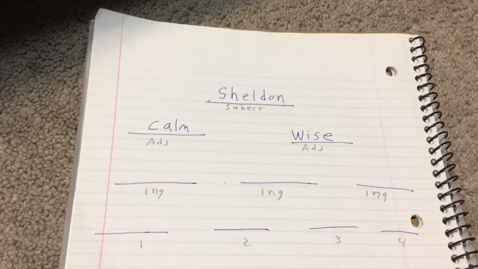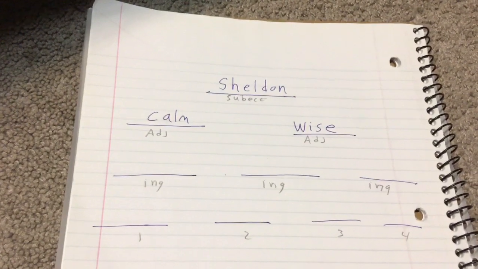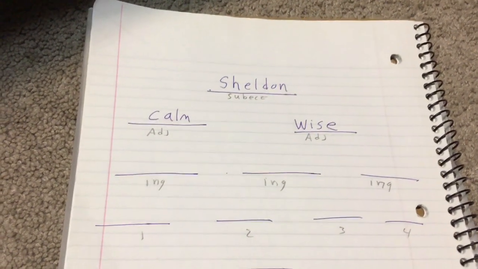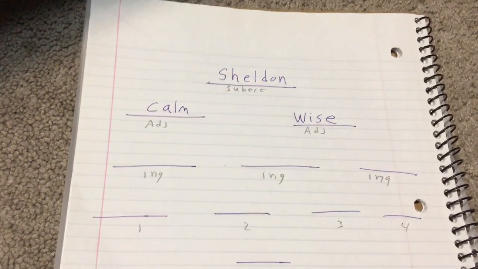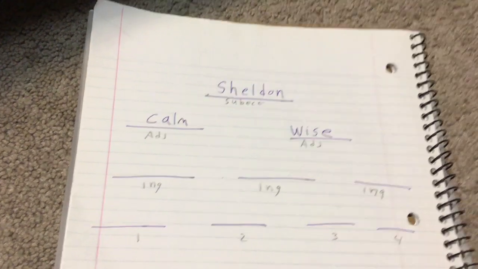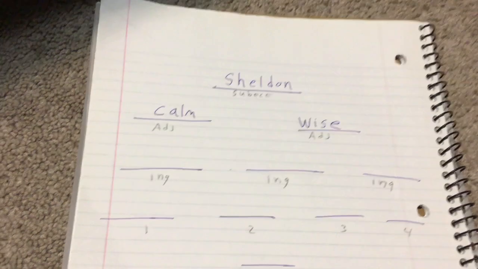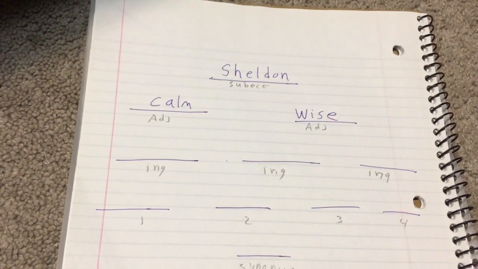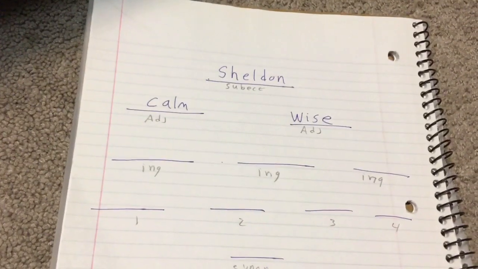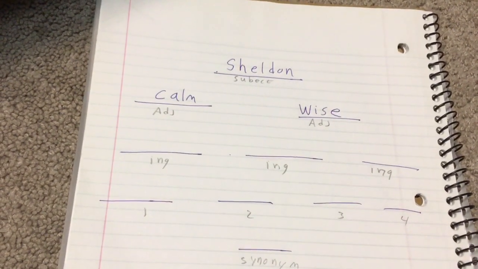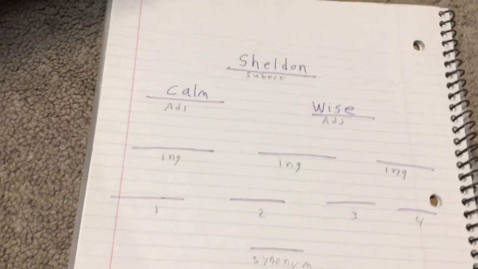But I think Sheldon is calm. He doesn't make a lot of noise. He just sits there. If you move him around, he doesn't seem too annoyed. And he seems wise to me, maybe because he's so quiet, like he's just thinking his own thoughts all day. I don't know. I just find him a fairly wise animal. Those are my opinions. And again, they describe Sheldon. Sheldon is wise. Sheldon is calm.